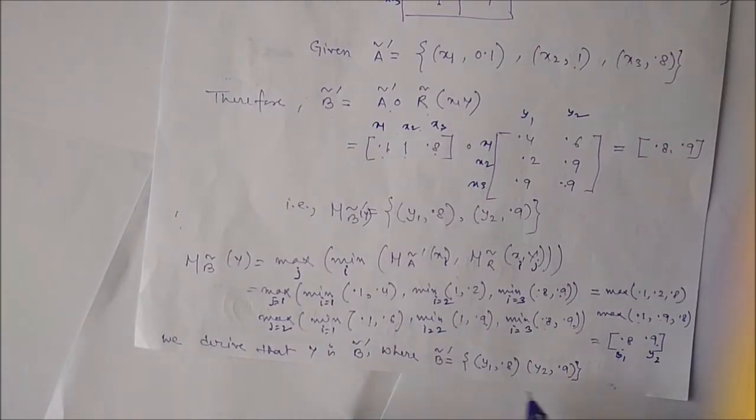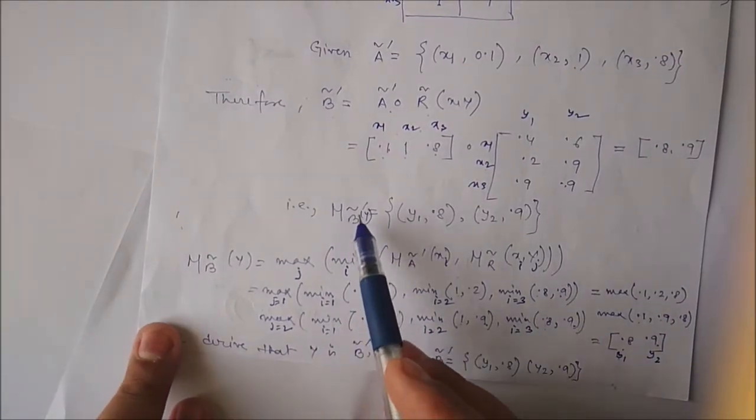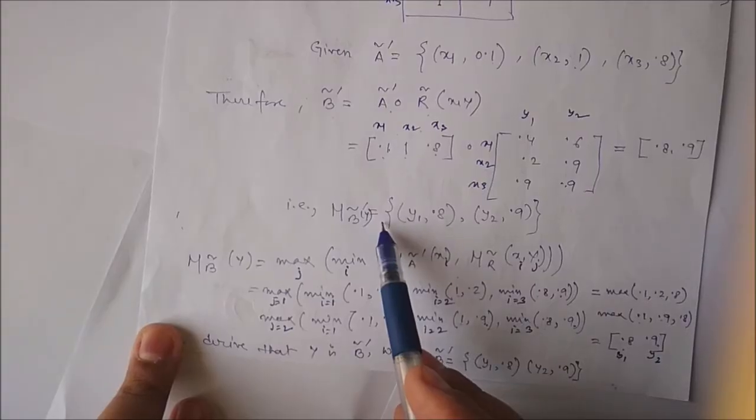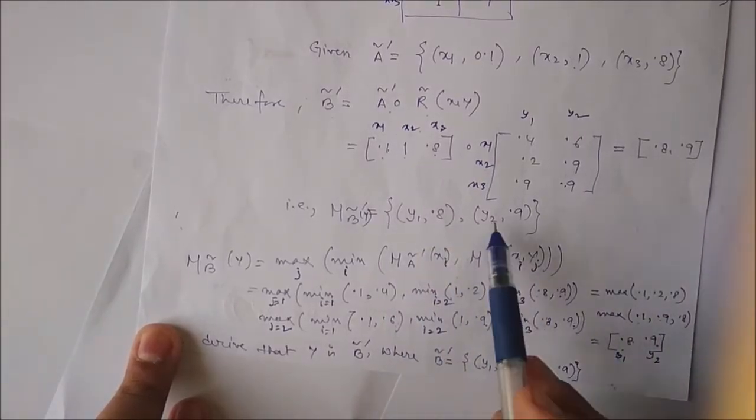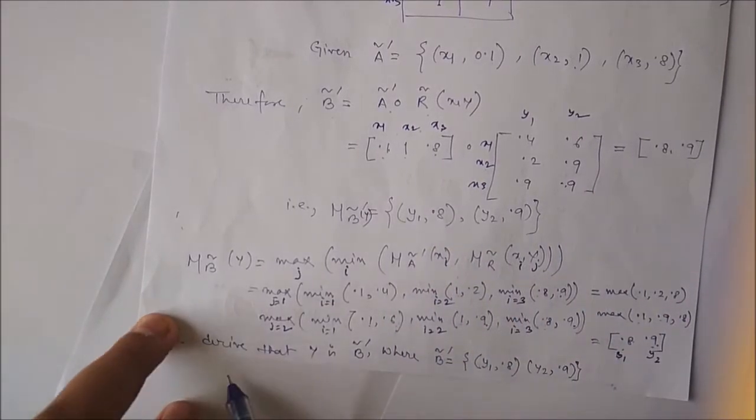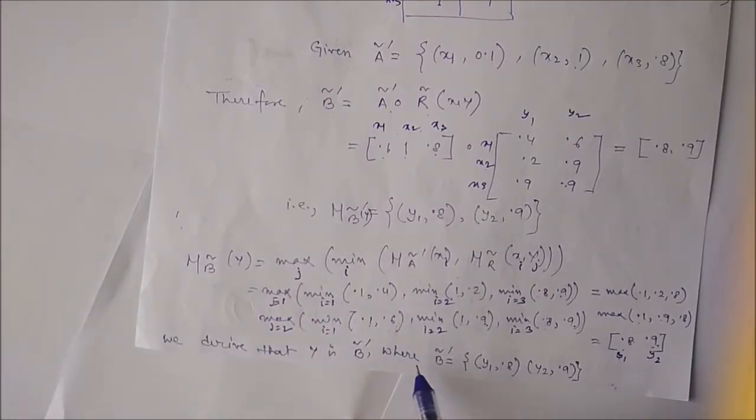So the mu b dash value for y1 should be 0.8 and for y2 should be 0.9. We derive that B dash is equal to y1 with 0.8 and y2 with 0.9.